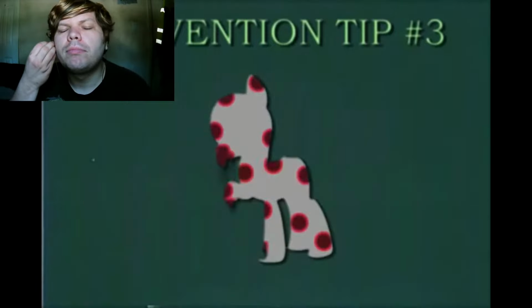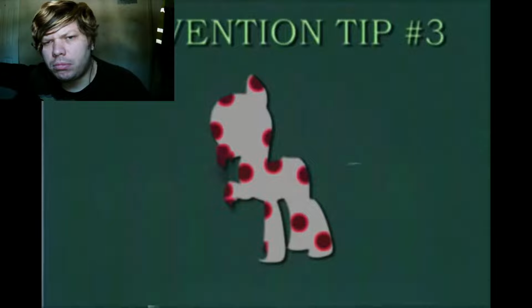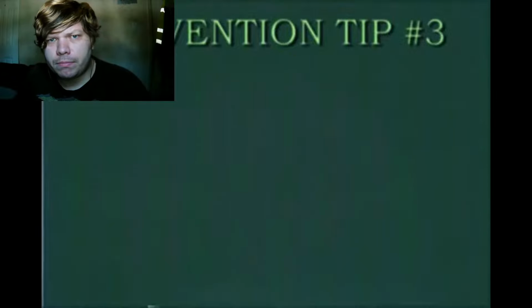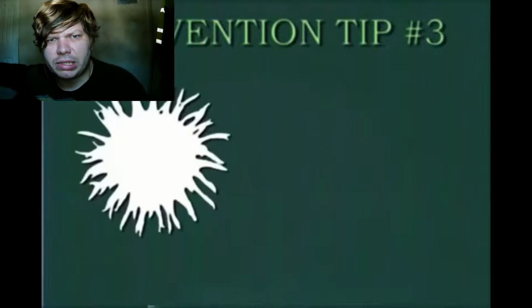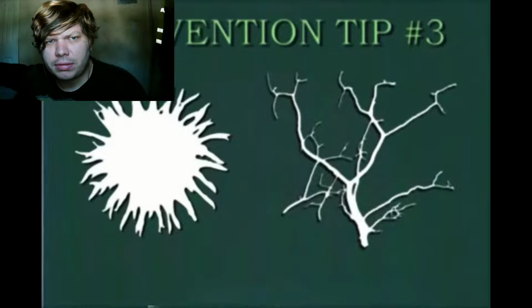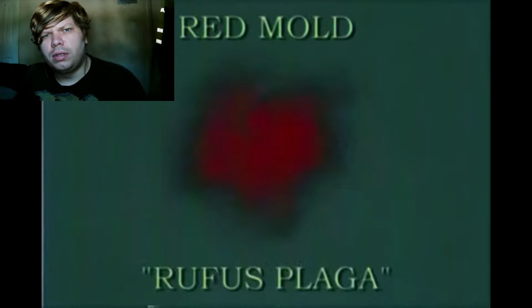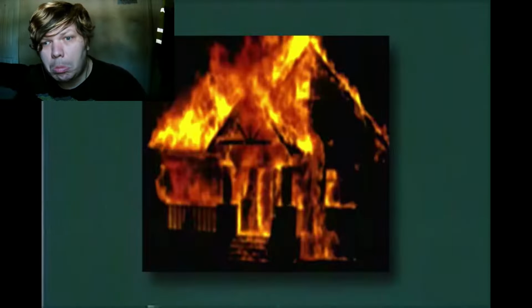The hostile nature of the infected ponies will mean trouble for disinfecting the surrounding areas. Sometimes, deep cleaning is both effective and heavily advised. Make sure the spores and parasites do not find a humid place to stay and grow. Red mold, also known as Rufus plaga, has slowly become a concern for researchers, so you might need to look at more extreme measures of cleaning.